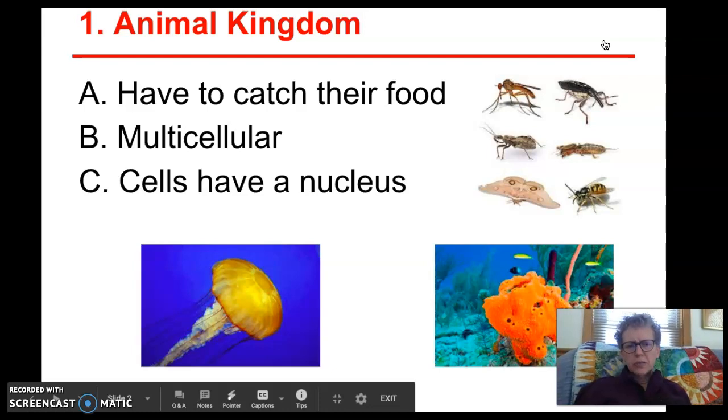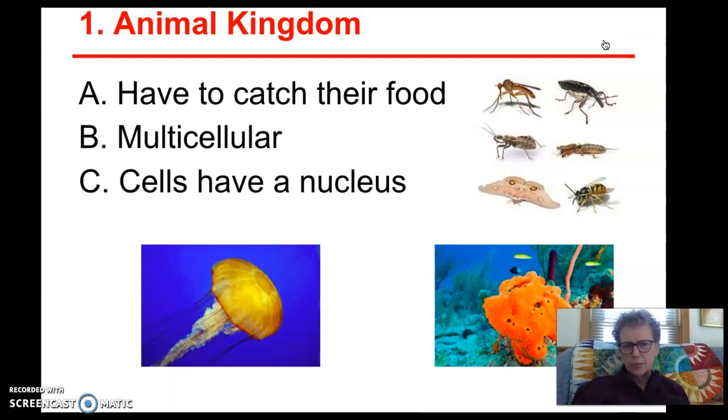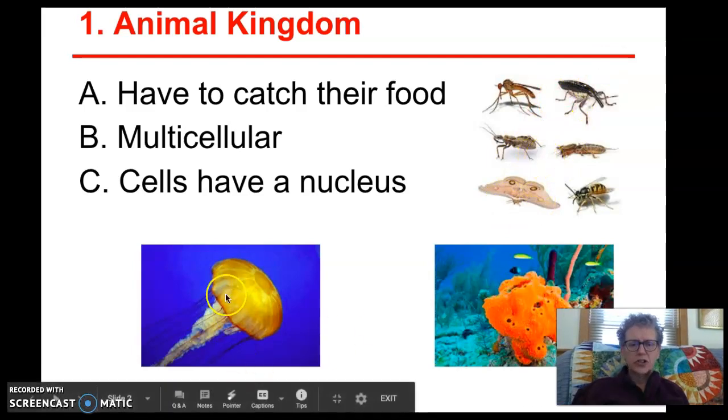So the first kingdom is one that we've talked a little bit about this year. You should know a lot about animals. Animals are classified as being able to catch their own food. Multicellular, animals are made of more than one cell, and the cells in every kind of animal will all have a nucleus. And usually when we think of animals, we think of mammals, but insects, sea sponges, jellyfish, those are all types of animals. So the first kingdom is the animal kingdom.